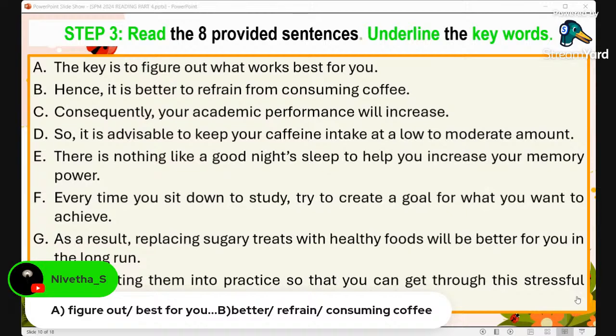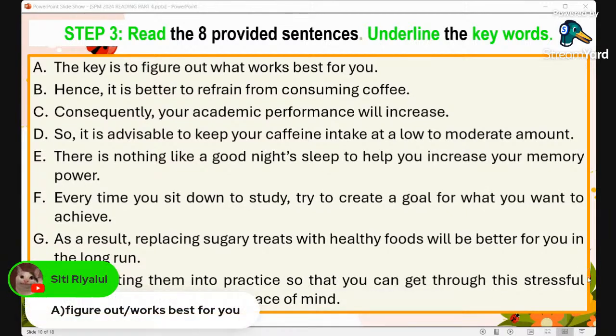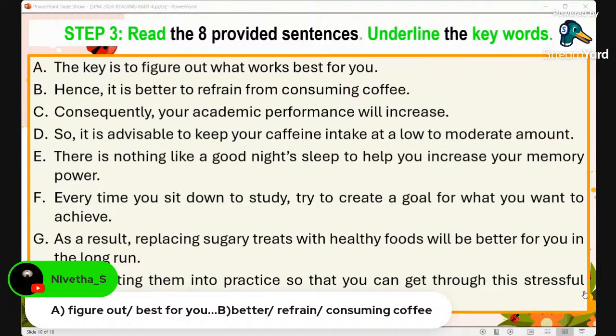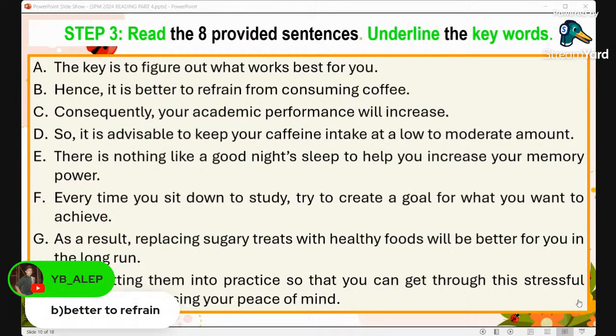So we had Siti Rialul, thank you, Siti, and Nivita, who has been with us since the first session in the morning at 10. Siti says "figure out and works best for you" for A. Nivita has done A and B, "figure out best for you" and B, "better refrain consuming." And then Alip has said B too, yang berhormat Alip. Wow, takut saya. Okay, better to refrain.